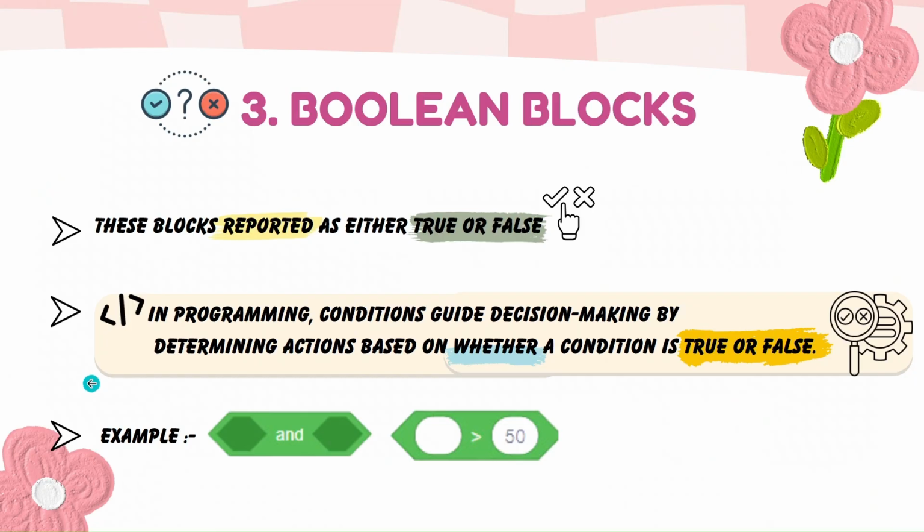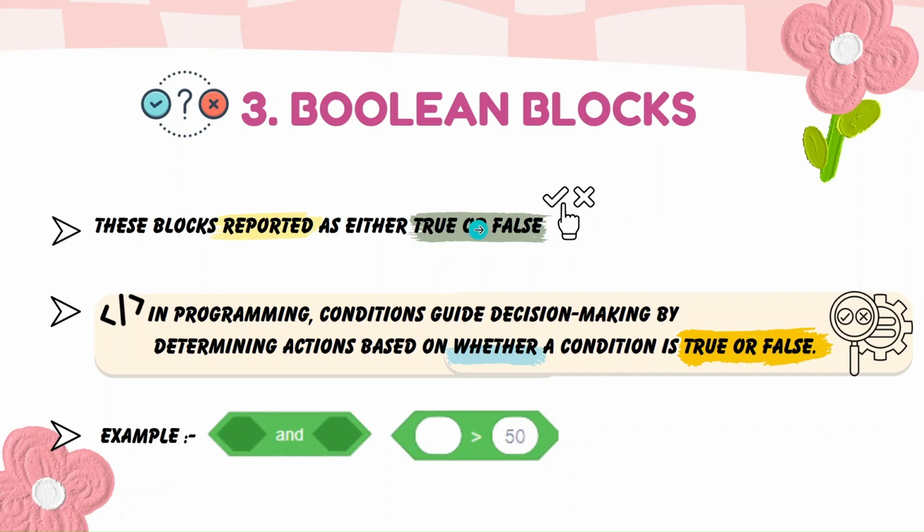Moving on to the third type of block. The third type of block is our Boolean blocks. Boolean is used when we have to answer in yes or no, like there are some conditions when we do not have to give any explanations but just answer in one word, true or false.